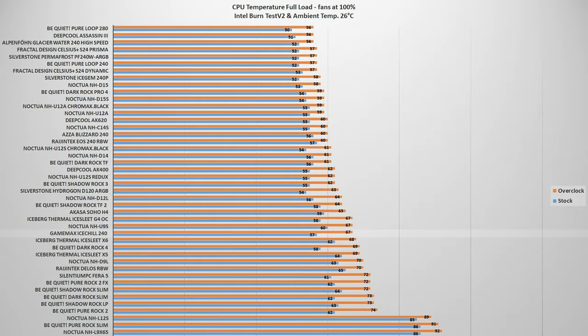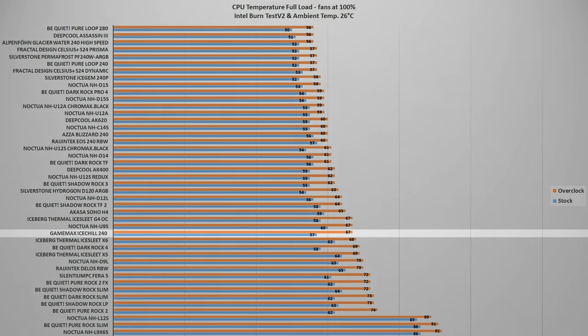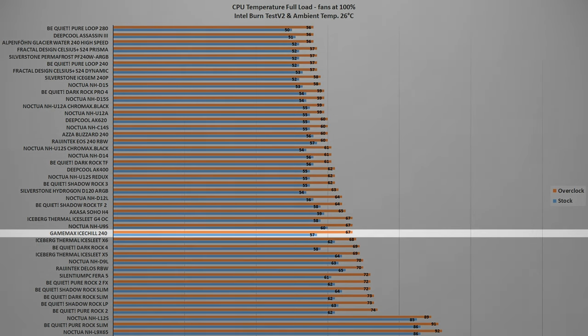The first test uses the Intel Burn Test V2 benchmark, a synthetic benchmark that places a load onto the CPU that is similar to what a modern video game will do with the CPU given the chance. And in this test, the GameMax IceChill 240 reached a maximum temperature of 67 degrees Celsius with the CPU overclocked to 5 GHz on all cores and 57 degrees Celsius with the CPU running at factory settings. A good result for such a gamer-inspired CPU cooler.